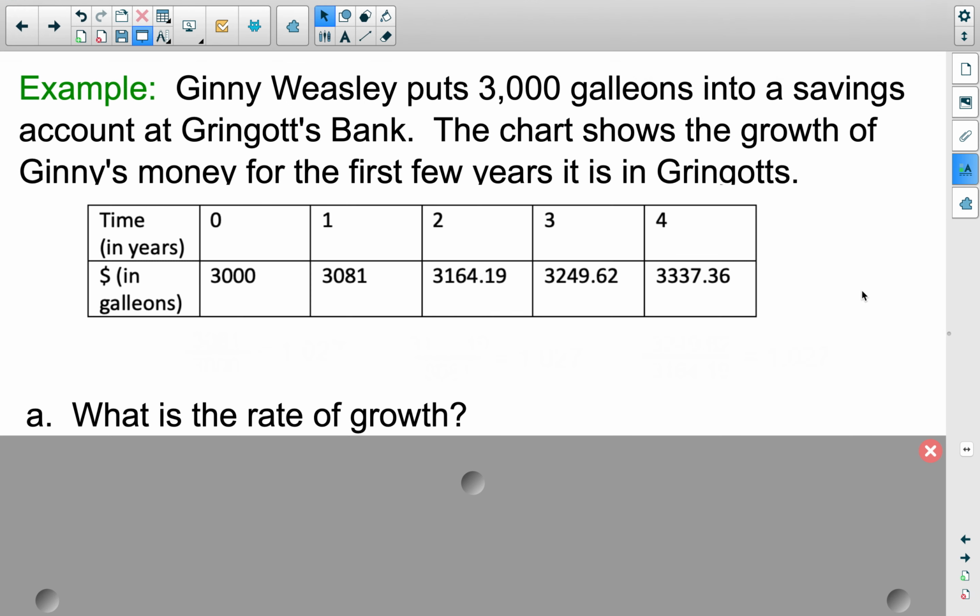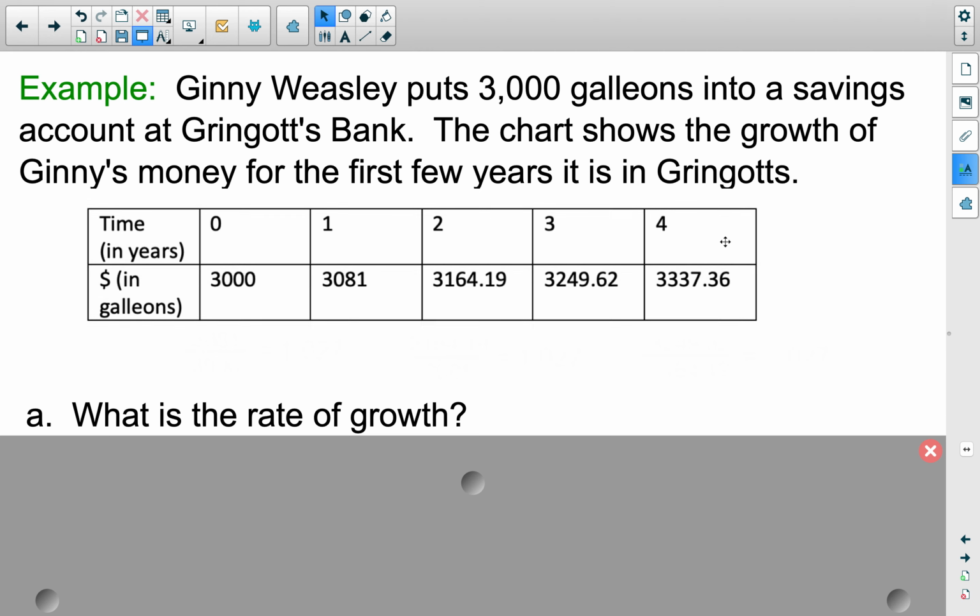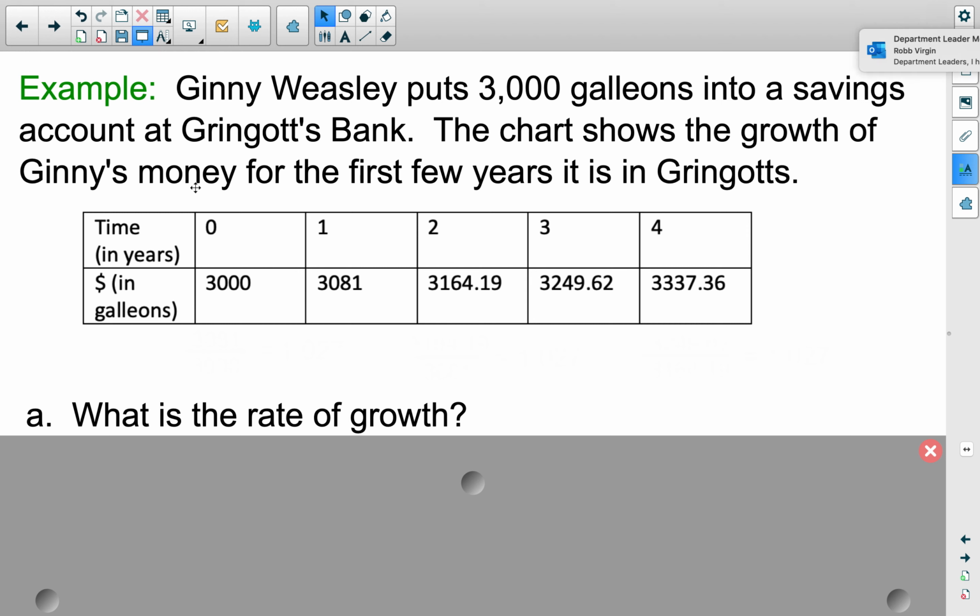All right, another example. I'm going to talk through this one just a little bit more quickly. Instead of having just numbers, you have an actual table of values. So your example is Ginny Weasley puts 3,000 galleons into a savings account, and the chart is showing the growth of her money for the first few weeks that it's in the bank. You can see time in years here, and then the amount of money she has. You can tell it's not growing in a linear fashion: from here to here it would go up by $81, but then it doesn't go up by 81 here. So it's definitely not linear or arithmetic.